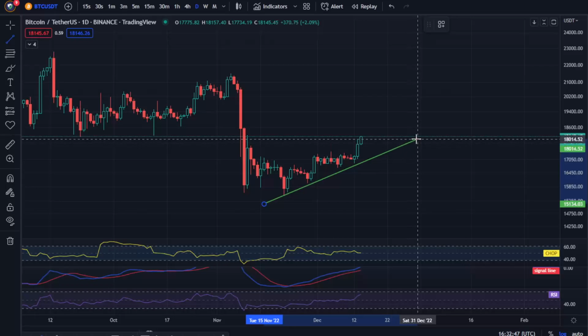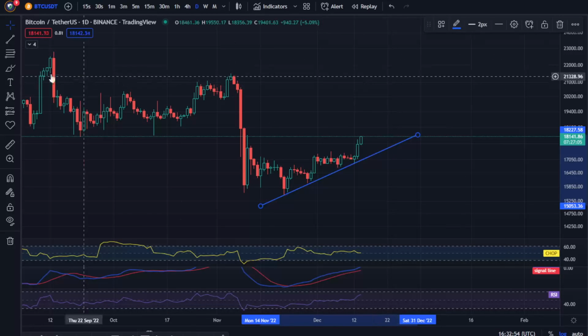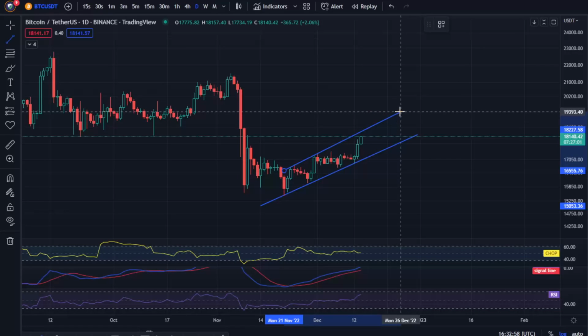Let's start by checking what is the situation on the BTC chart in pair to USDT on a one-day interval. At the beginning, we can use the blue lines to mark the uptrend channel in which the price is moving.